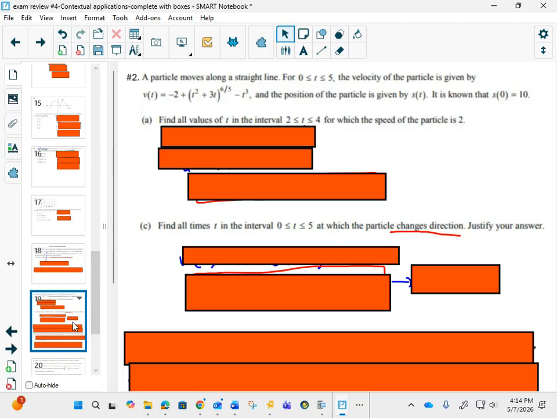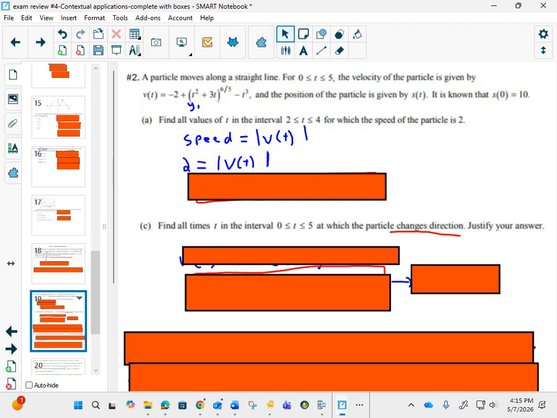Now, if you're given a question like this on the exam, first thing you would do, especially when it has A, B, C, and D, we're just going to do A and C because it's related to this section. You're going to type that into Y1, because you're probably going to be able to use it multiple times. With that in y1, and you know that the speed is the absolute value of the velocity, you need 2 to equal the absolute value.